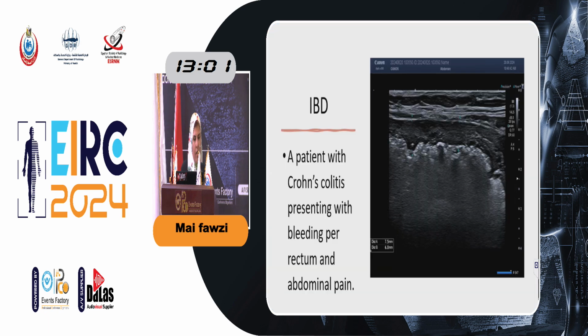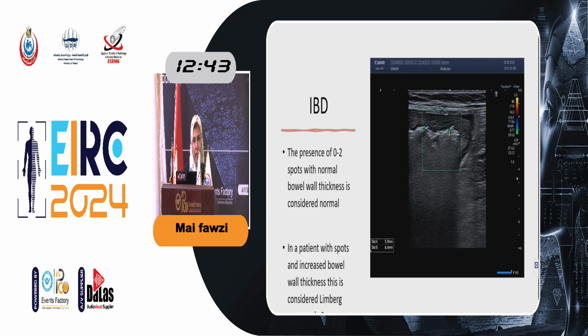This is an IBD patient with Crohn's colitis. This is the colon. And as you can see, the 5 layers that we've just been talking about are absent. I can see a homogeneous bowel wall denoting severity of inflammation that has caused edema and disappearance of the layers. And he has increased color Doppler signal.